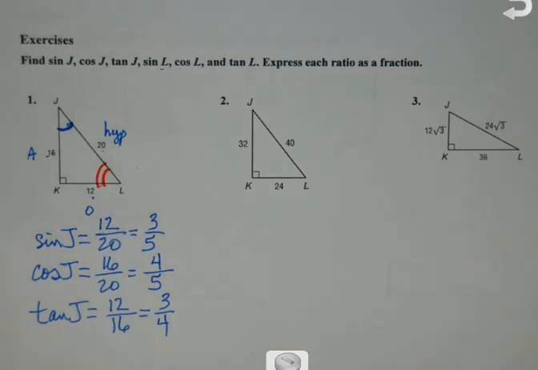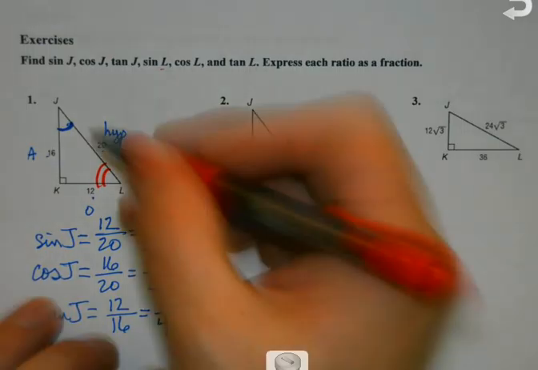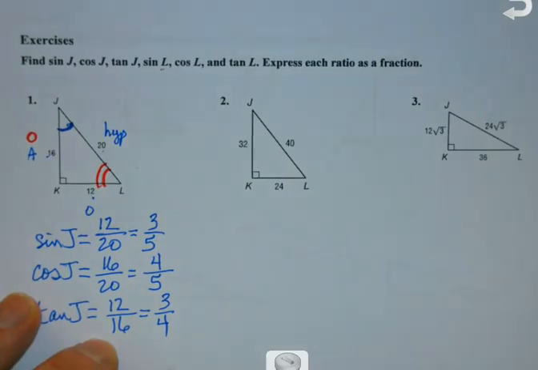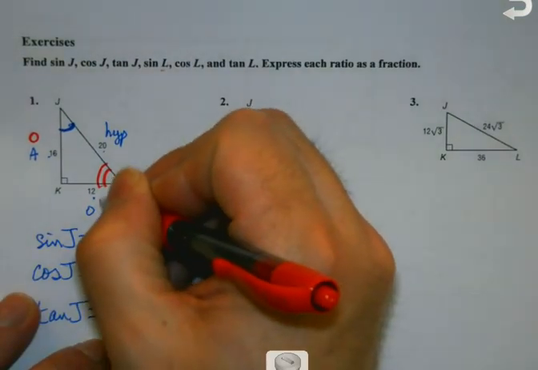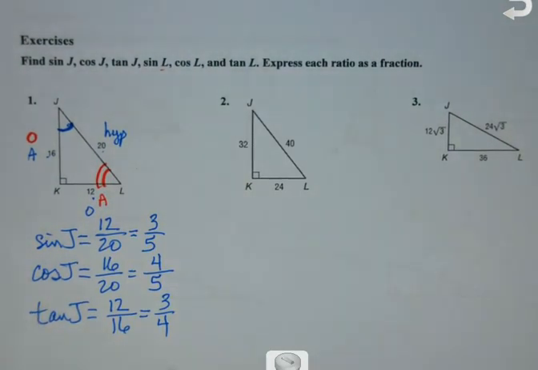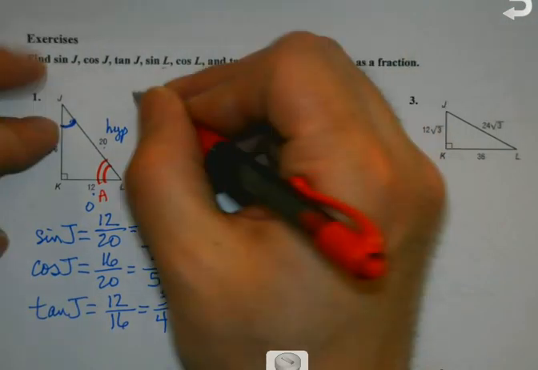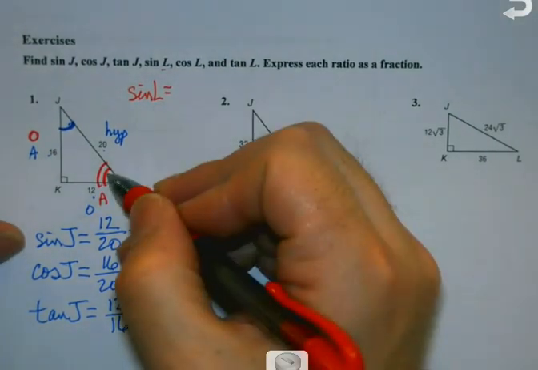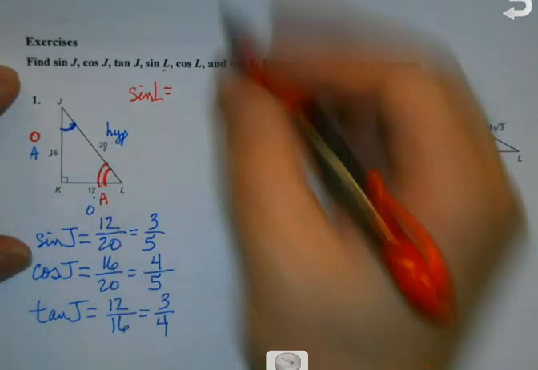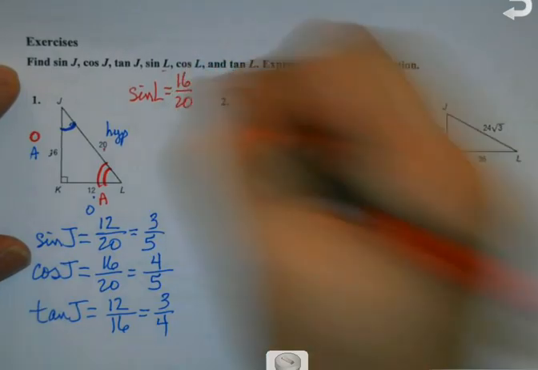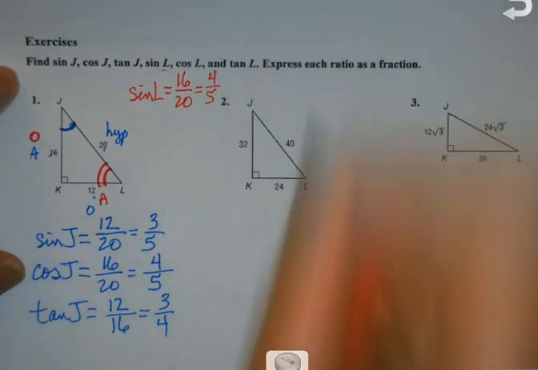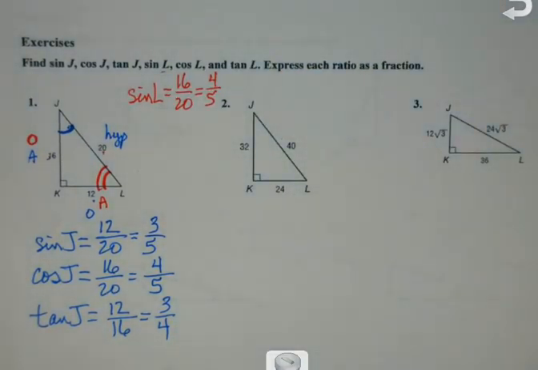What changes is the opposite and adjacent, because now I'm here, and this becomes my opposite side. This becomes my adjacent side. Okay, so I have to pay close attention to what angle I'm working with. Because what's going to happen is, now I go opposite over hypotenuse. And it basically ends up being the same value that my cosine was on my other angle.